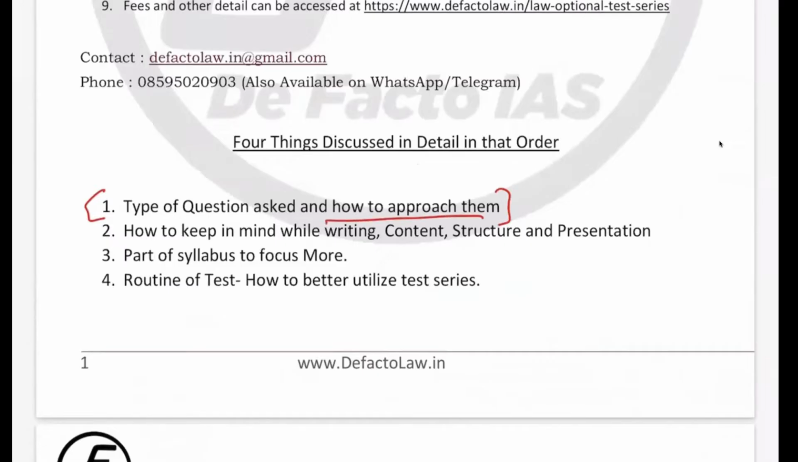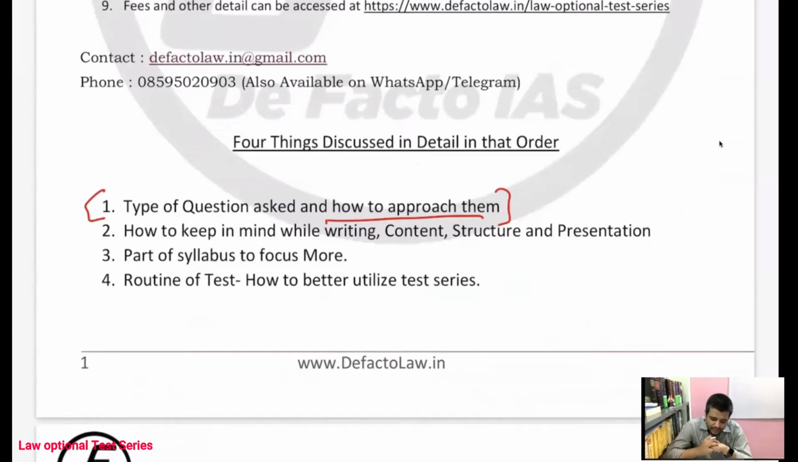Okay, so we'll make a sort of generalized guideline of what can be done in these questions, if the question is of a similar type. Similarly, we will talk about these three things that I keep telling you in every class: as a law student you should always focus your answer something like this. It means you should focus on your content, structure, and presentation.